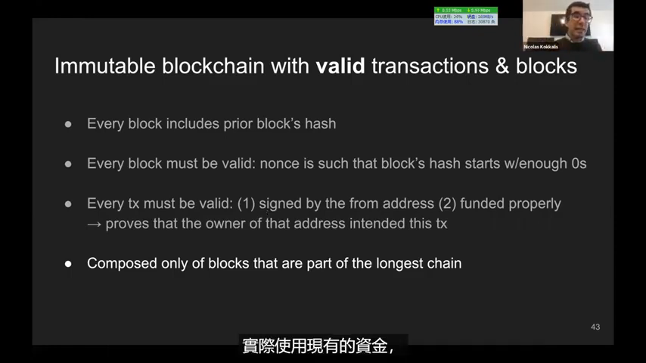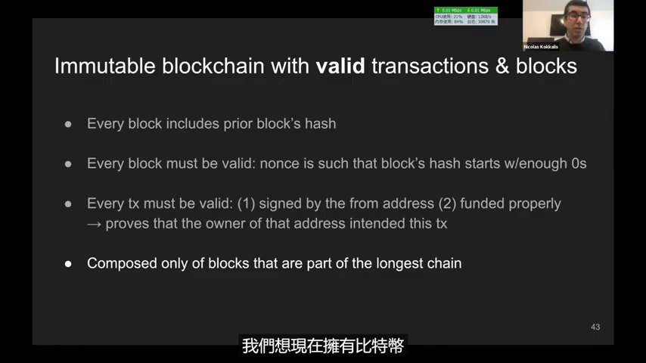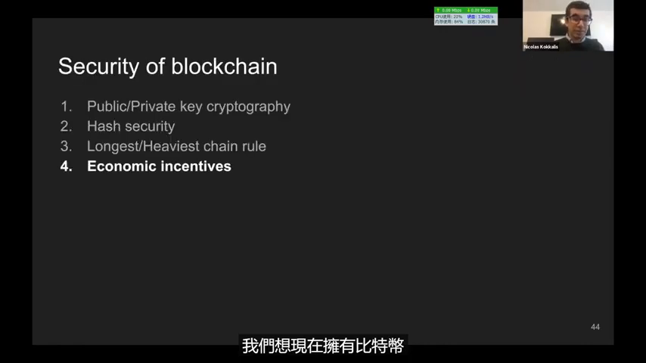And what we just said is that every block should be part of the blocks of the longest chain. And this is what makes our whole blockchain. It closes the loop in a way that makes all the properties that we wanted to have in Bitcoin. Now, let's look at one more thing, economic incentives.